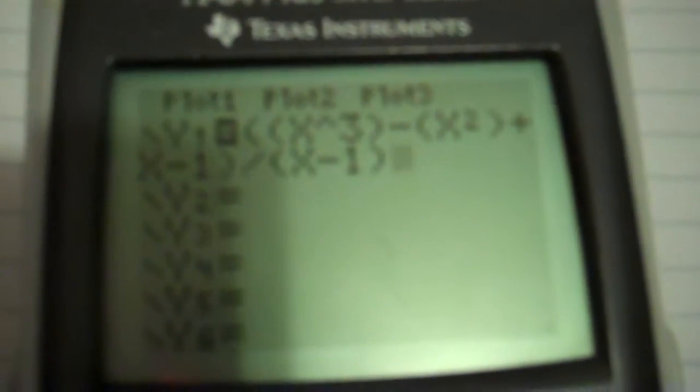Parentheses x minus 1, brackets again to close it off. I'm going to divide everything now. I'm going to make sure to put the brackets again, so everything is divided into the numerator. So, x minus 1. So we're going to graph that then. We have our equation in.